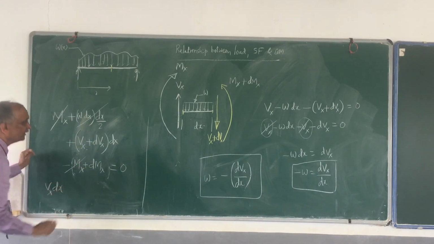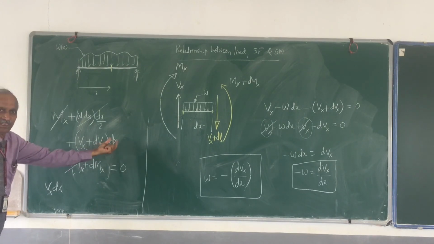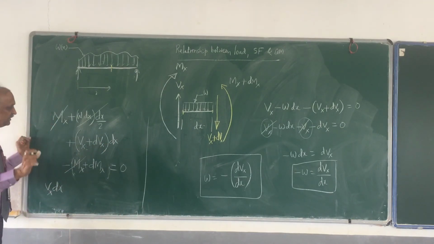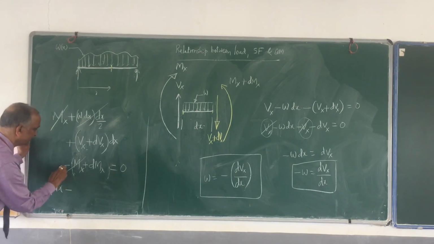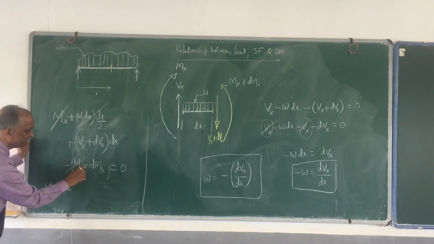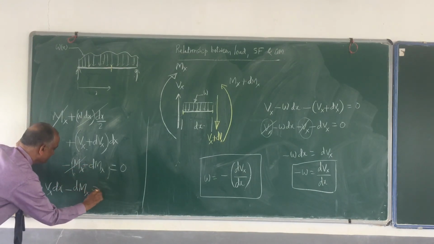dx. Then I have dVx into dx. Again, this is too small. The product of two infinitesimally small quantities can be neglected. Then minus this, and here minus. This is equal to dMx. This is equal to 0.